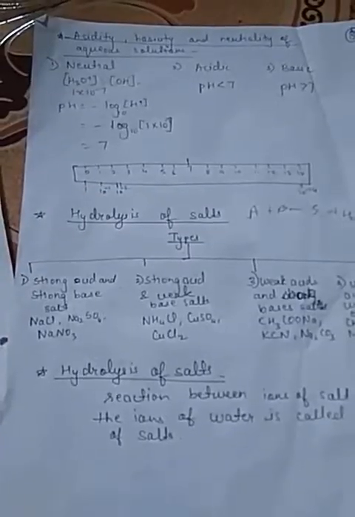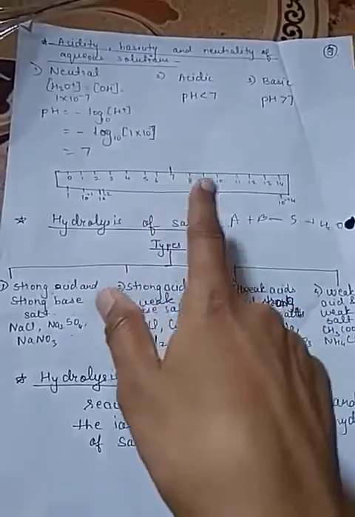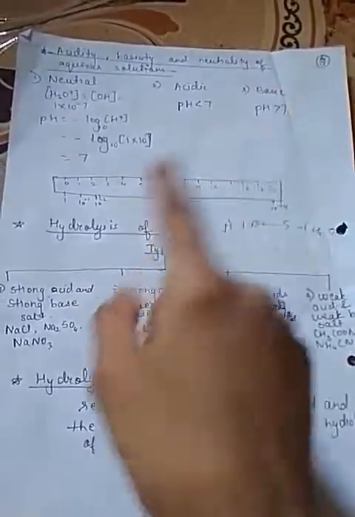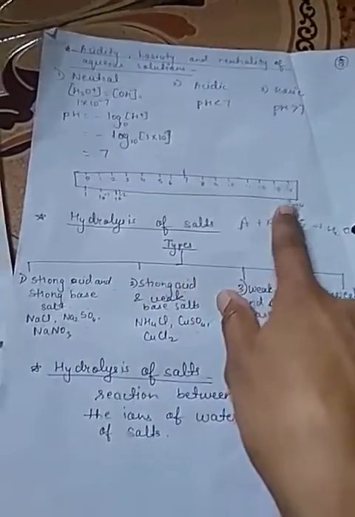Next part which we started was how, depending upon the pH scale, how do we decide whether it is an acid or a base or a neutral substance. That you all know that less than 7 is acid, 7 is neutral, and more than 7 is a base. The next part we turned was hydrolysis of salts. So we'll just go in more detail of this hydrolysis of salt.